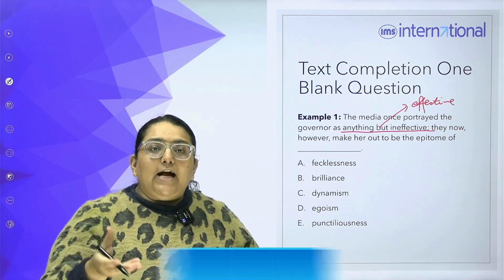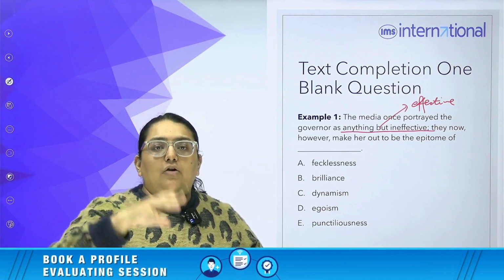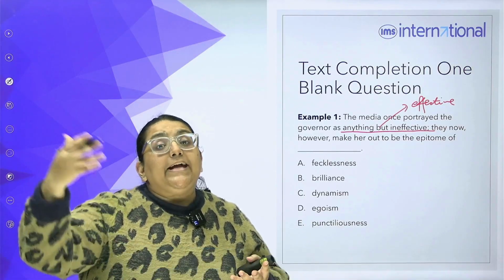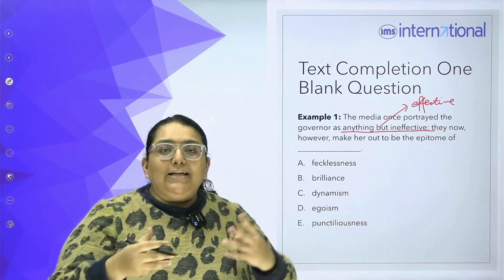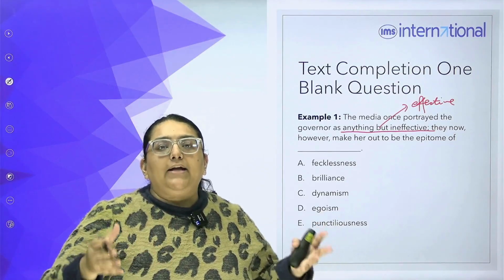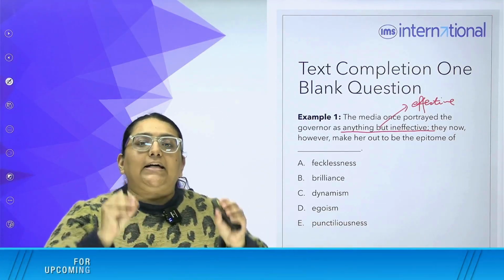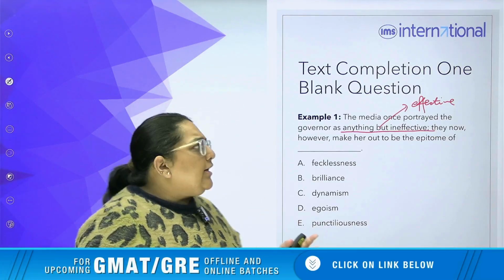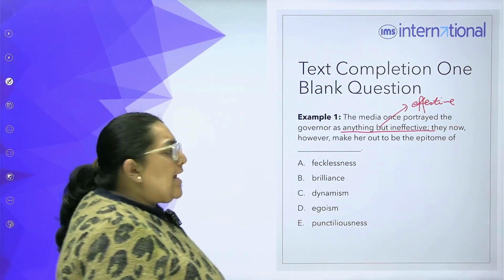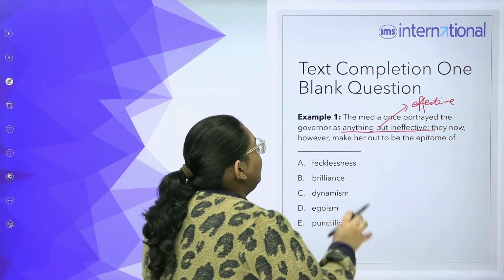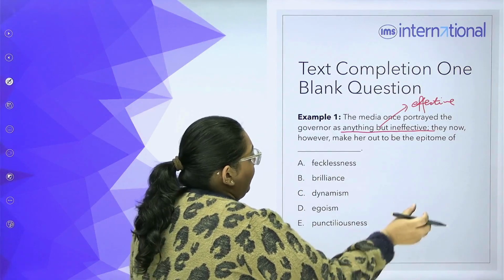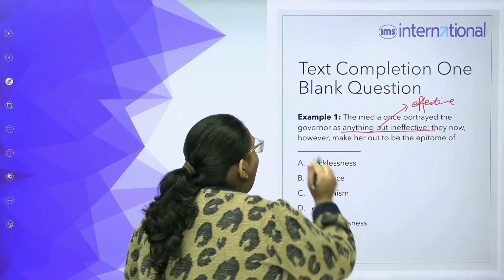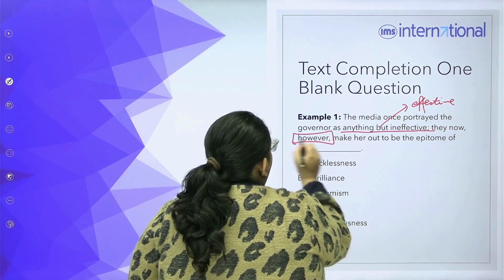So, by putting a negative in front of a word, they would actually give the opposite of the word to convey the intended meaning. And in this, a student is likely to get confused and not understand the correct meaning of what the sentence is trying to say. So, here, this is just a play of words, and they are trying to say anything but ineffective means she is effective. They now, however, is what?